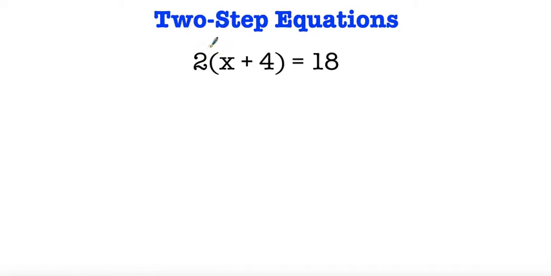We could either distribute. So what we could do is we could do 2 times x, which is 2x, 2 times 4, which is 8, so plus 8 is equal to 18. And here we have 2x plus 8 is equal to 18. So we want to isolate our x, so we're going to subtract by 8 on both sides.